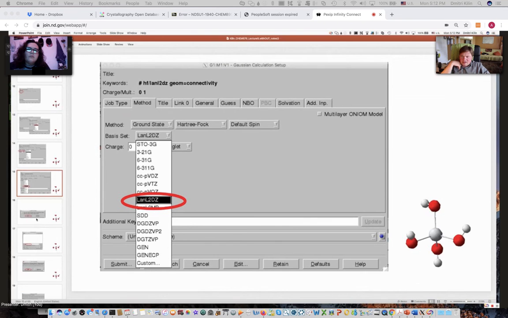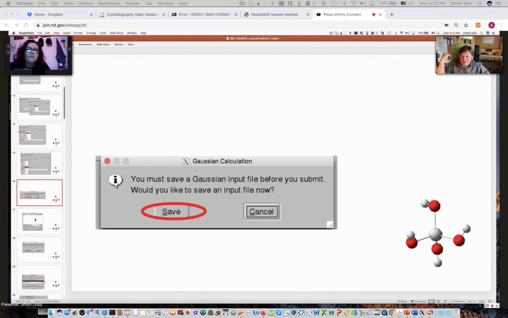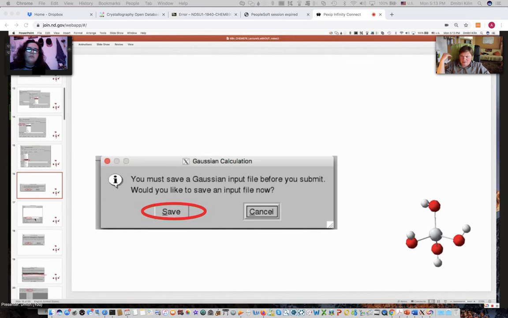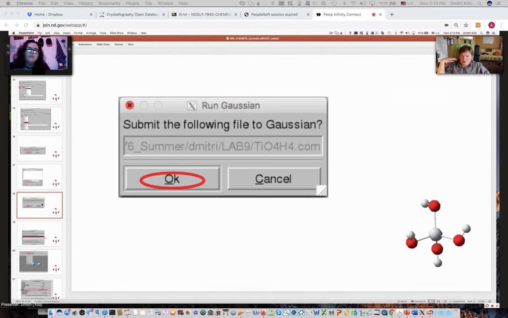And then after these important selections are made, one will click run, submit. It will ask if you want to save the input file in a certain directory and under a certain name, and we'll design names which reflect the nature of the molecule, like 1 titanium, 4 oxygens, 4 hydrogens. And after saving, one can submit it to Gaussian. Today we will still run simple calculations on the local Photon cluster, but soon we will use supercomputers like CCAST.